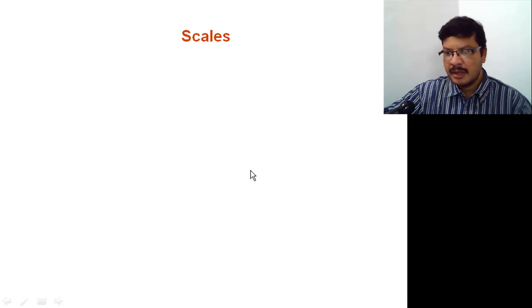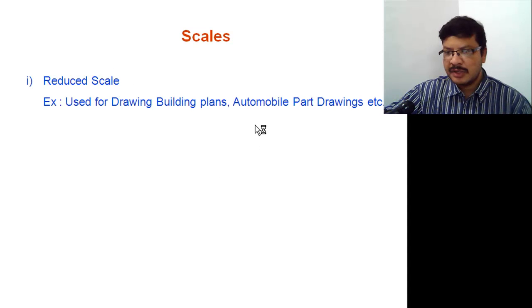In this tutorial, I'll explain the concept of scales. The scales are classified something like this. The first one is a reduced scale. These reduced scales are used when the object size is larger than the drawing sheet size. For example, drawing the plans of buildings, or drawings of automobiles, etc.